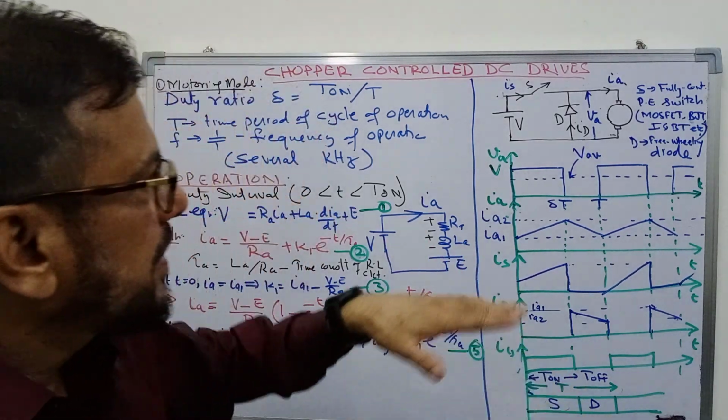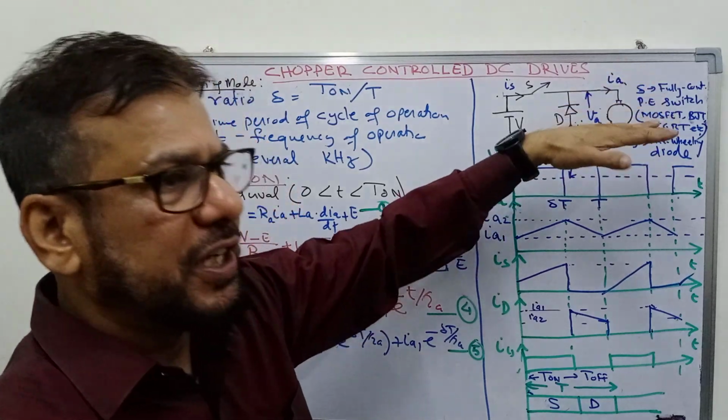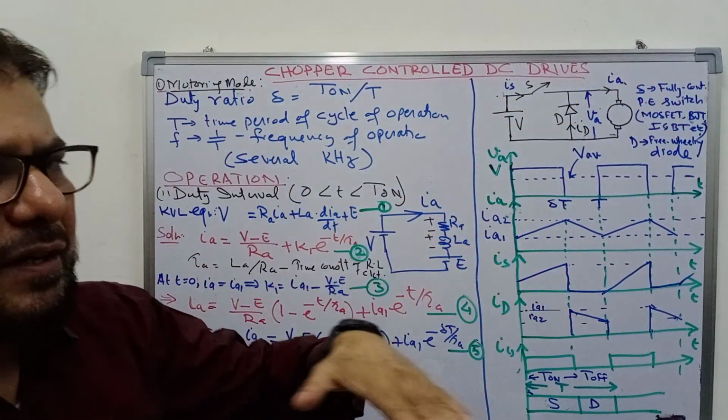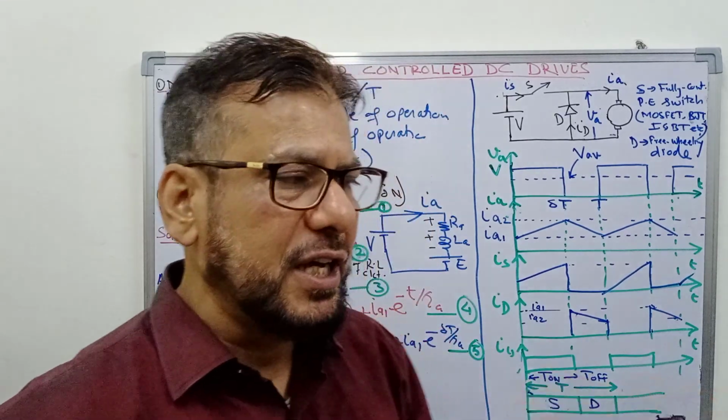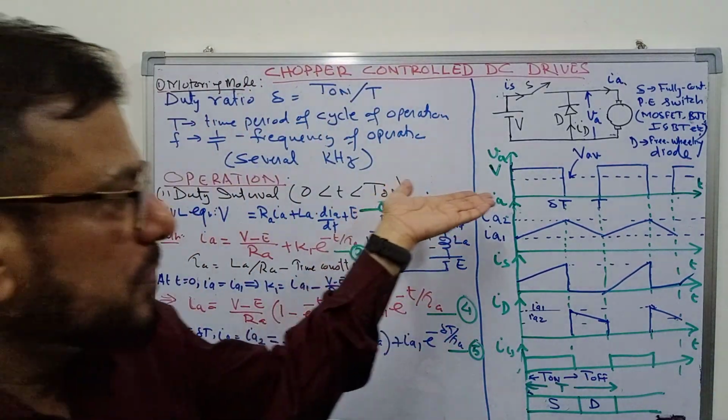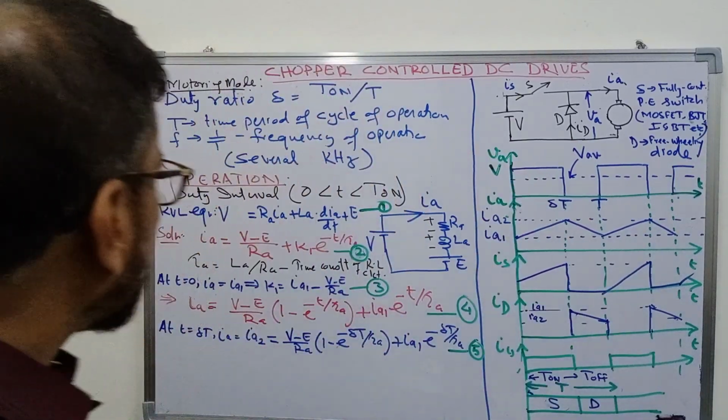So you can say that the motor will run at a steady speed, and the corresponding back EMF, you may call it E, is equal to K omega M. Omega M is the speed corresponding to this average value of the voltage.